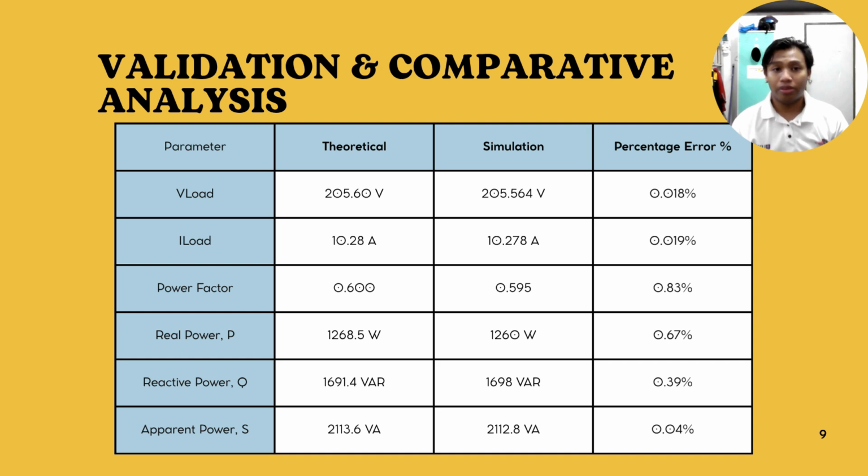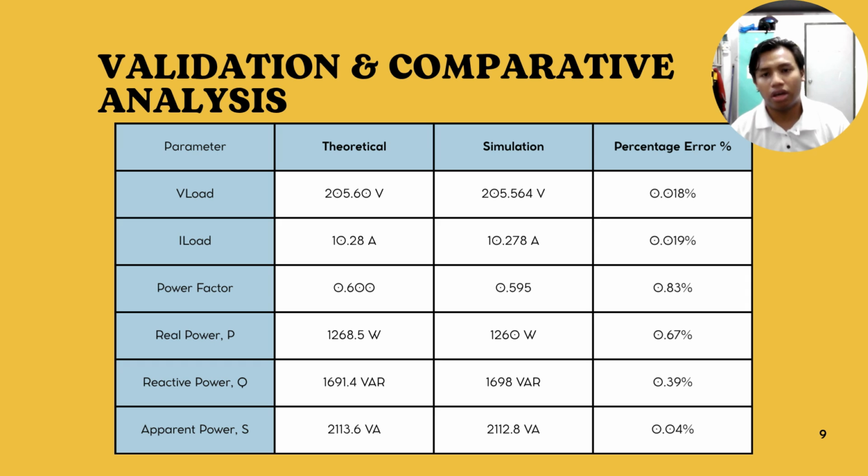My name is Muhammad Fahmi bin Muhammad Mansur. My matrix number is CA250099, and this is our group validation and comparative analysis. Firstly, our theoretical value for our VLOAD is 205.6 volt, and our simulation value is almost the same, which is 205.564 volt. Our percentage error is 0.018%.